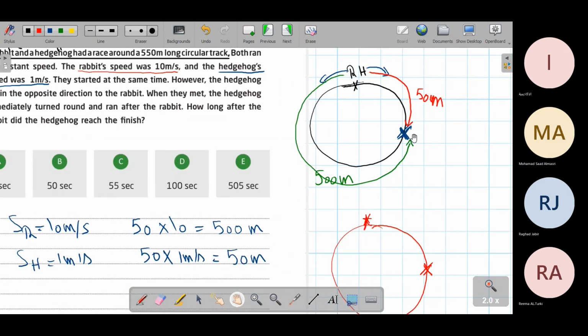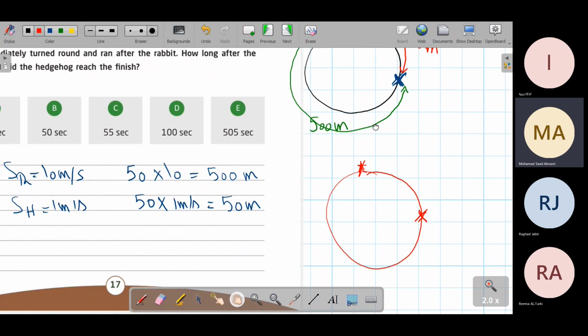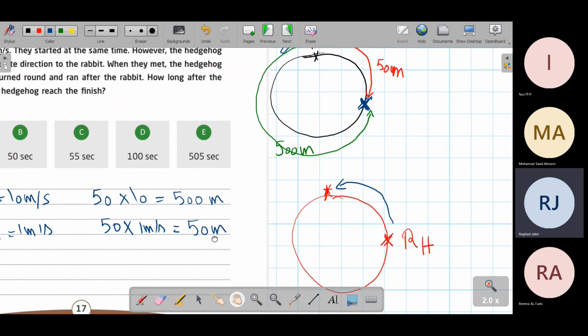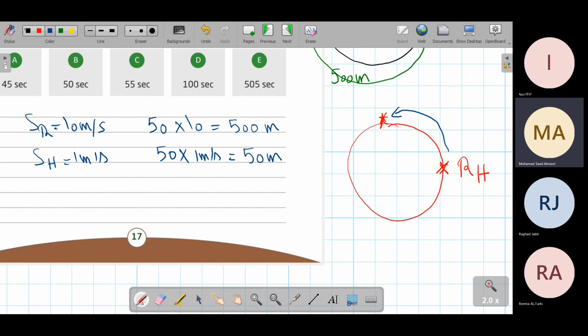Here the hedgehog turns around. When the rabbit is here, directly the hedgehog turns around, because the hedgehog is running on this side. But when he meets the rabbit, he turns around directly behind him. So how many meters to reach the final point, the finish? How many meters? It's 50, because 50. Excellent. So for here, 50 meters.